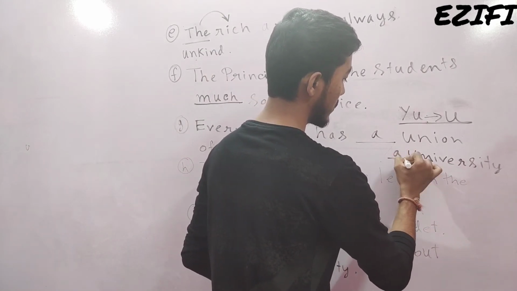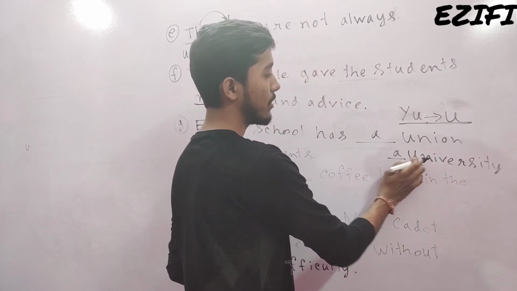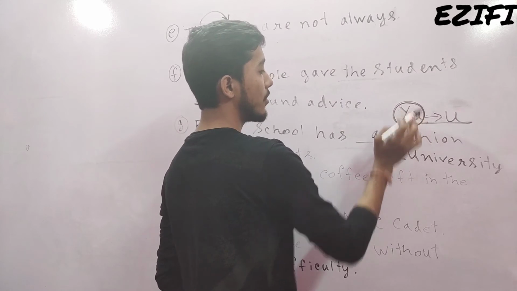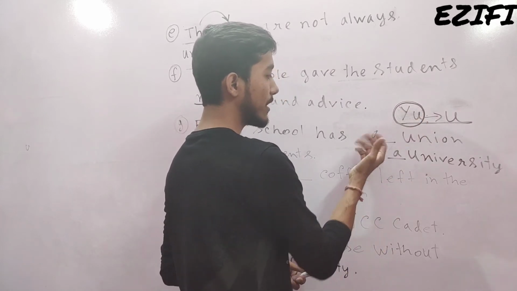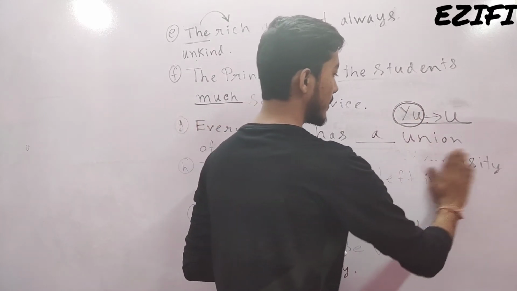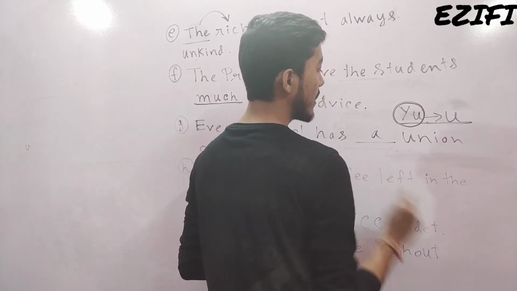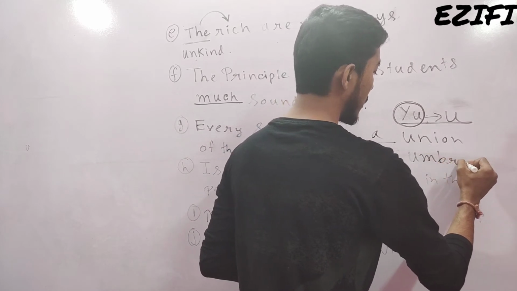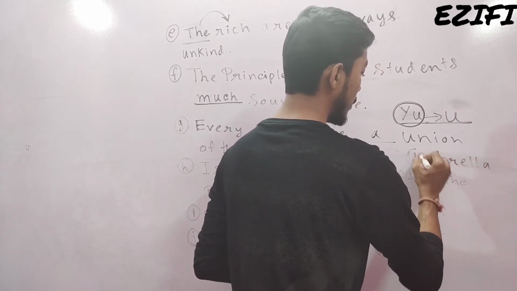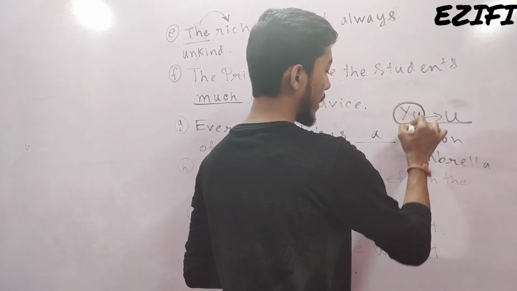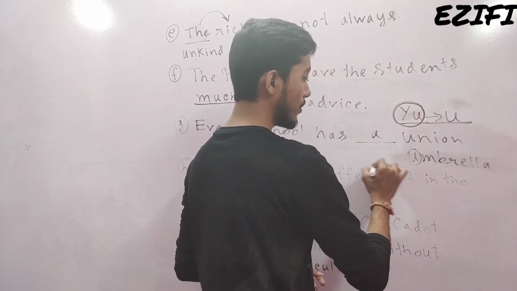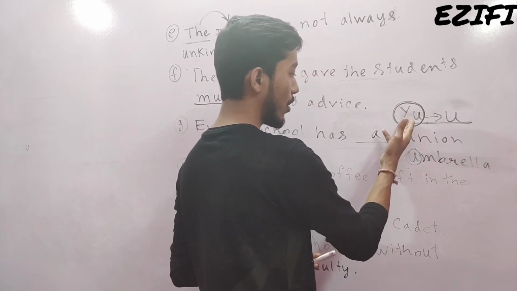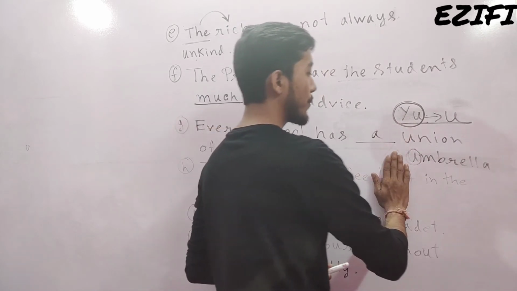A university. See, here also the U pronunciation is YU. So whenever we find the pronunciation YU, we will be using A. And whenever we don't get such pronunciation, like when we write umbrella, here the U is not YU. We say umbrella. So the answer will be AN. So whenever we get YU, our answer should be A.